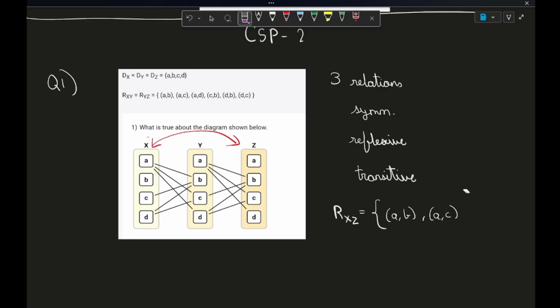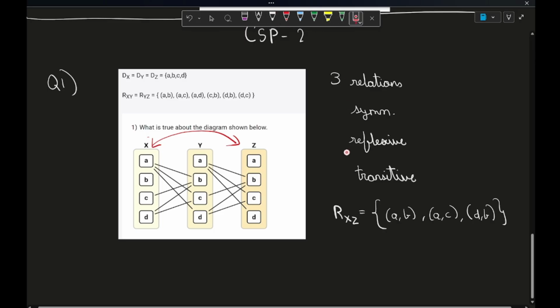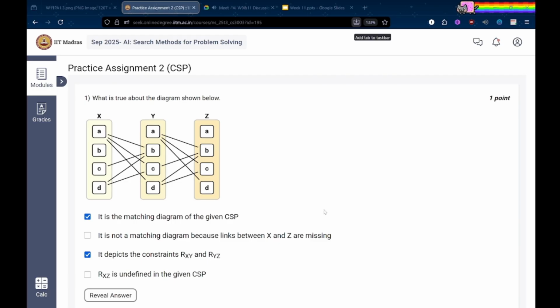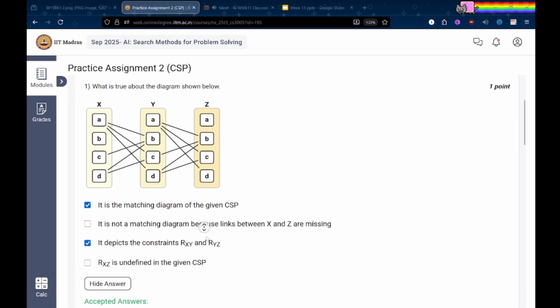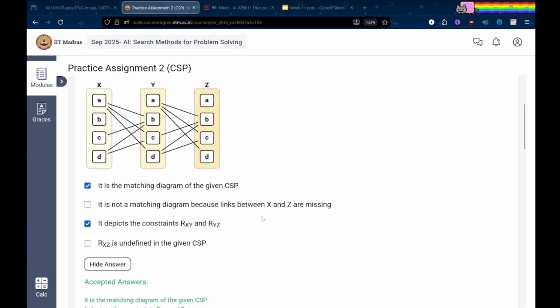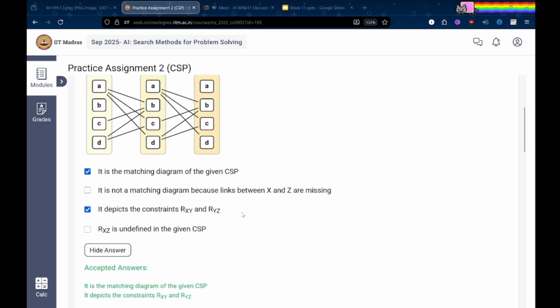Only three. So this is just a revision of something we learned in, I think, class 12th, and maybe this was in maths 1 as well at the foundation level. Just a simple thing, transitive relation here. So this is not allowed, so it should be undefined. But if it were allowed, then it would be this, right? Okay, so it is a matching diagram and it depicts the constraints Rxy and Ryz.